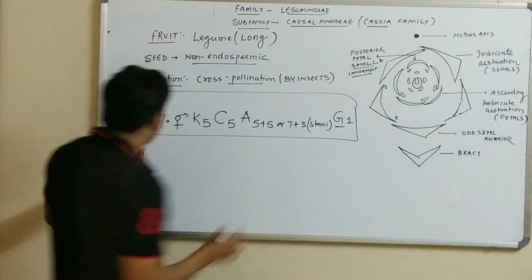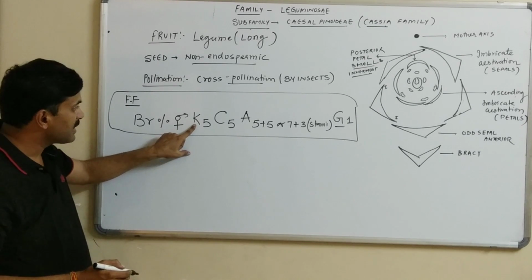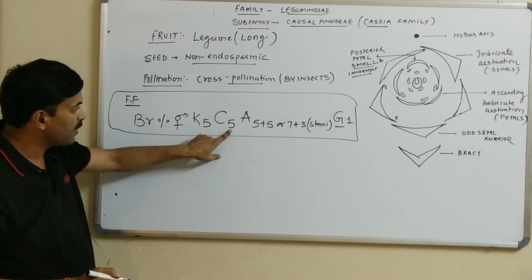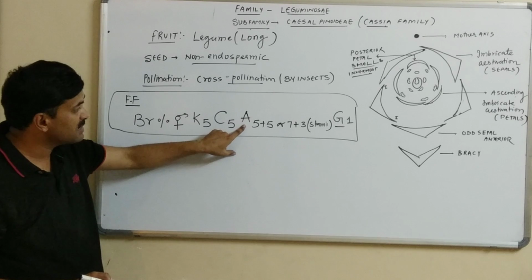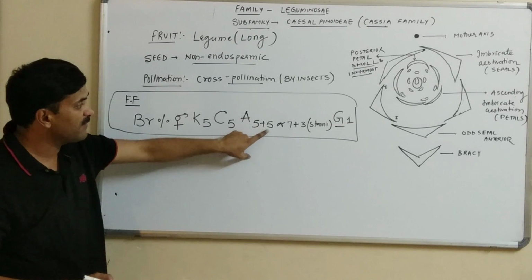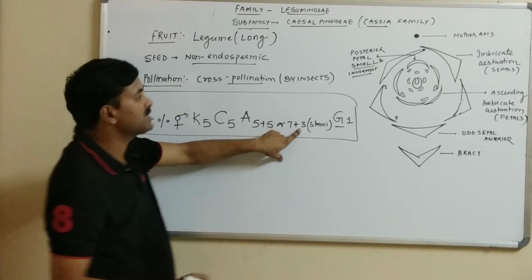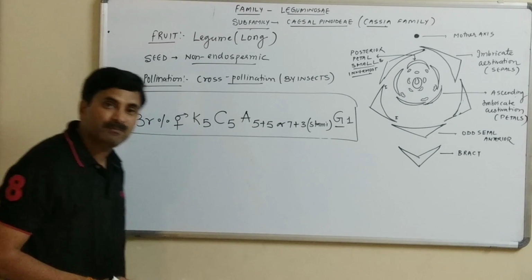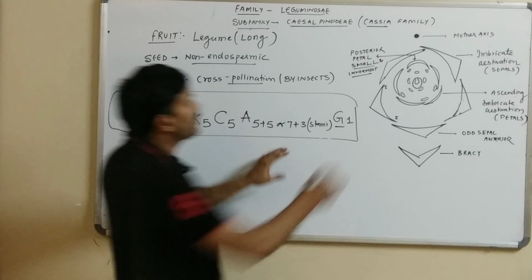So this is the floral formula. How will we read it? Bracteate, zygomorphic, bisexual. Calyx consists of 5 sepals which are free. Corolla consists of 5 petals which are free. Androecium consists of 10 stamens found in 2 whorls, 5 plus 5. Out of that 7 are fertile, 3 are sterile, known as the staminodes. Gynoecium consists of 1 carpel, ovary is superior. Okay, now have a look at the floral diagram.